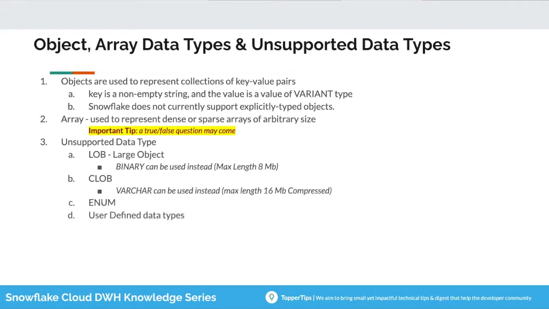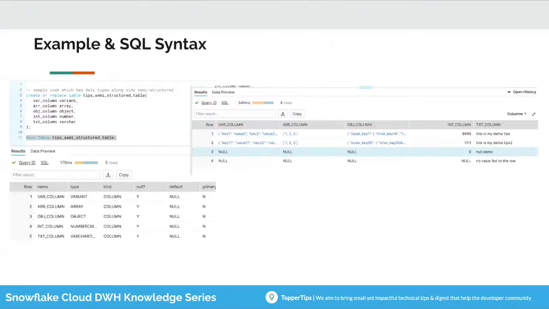So these are the four data types which are not supported in Snowflake. So keep it in mind. Now let's quickly look into the examples and SQL syntax. The SQL syntax is pretty simple. As you see on the screen, there are variant, array, object, number, and varchar. And when you describe the table, everything comes up and you can see how the data is stored.